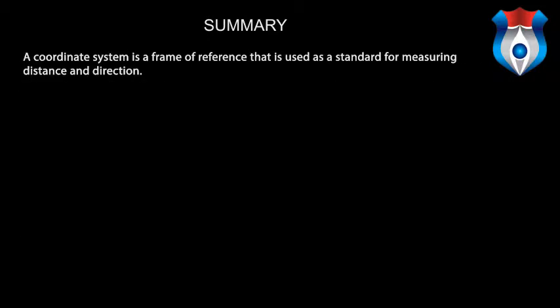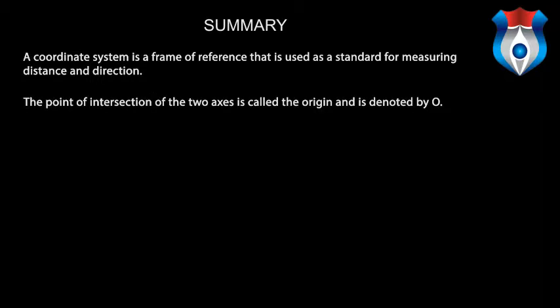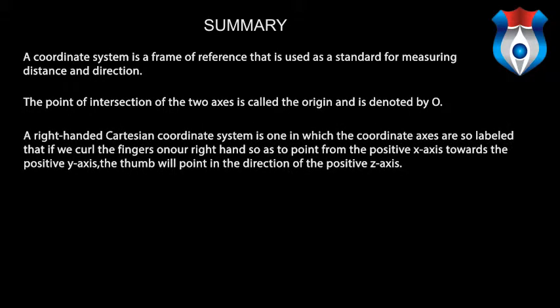A coordinate system is a frame of reference that is used as a standard for measuring distance and direction. The point of intersection of the two axes is called the origin and is denoted by O. A right-handed Cartesian coordinate system is one in which the coordinate axes are so labeled that if we curl the fingers of our right hand so as to point from the positive x-axis towards the positive y-axis, the thumb will point in the direction of the positive z-axis.